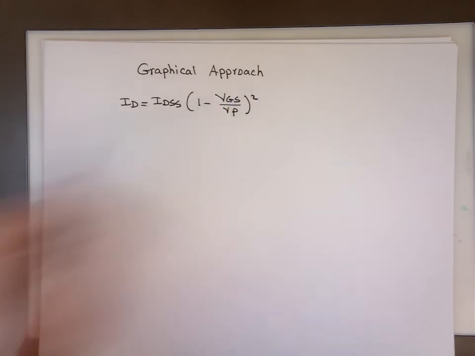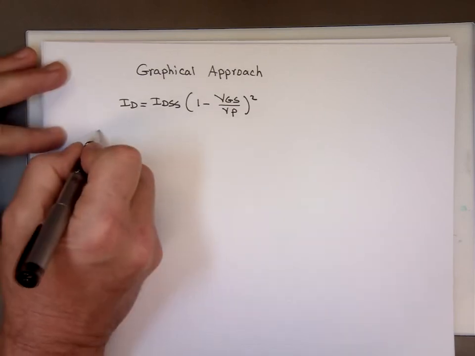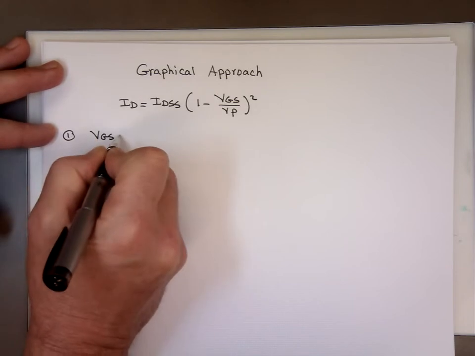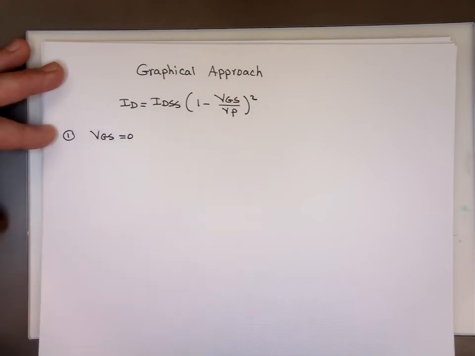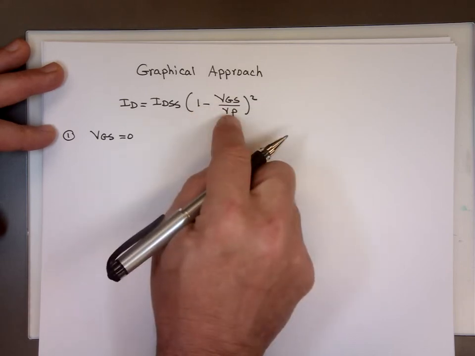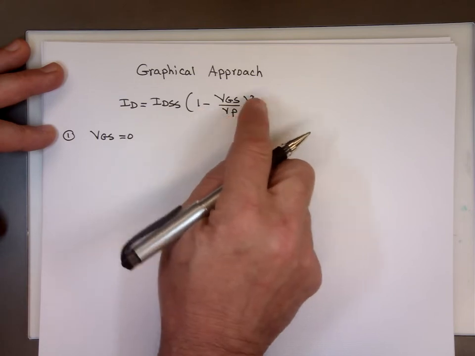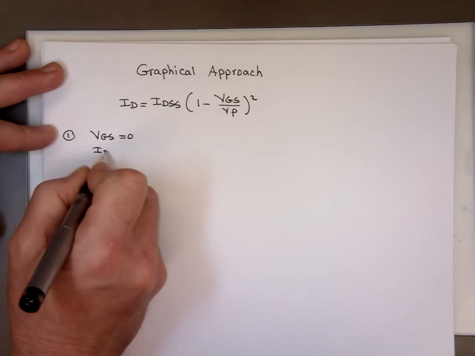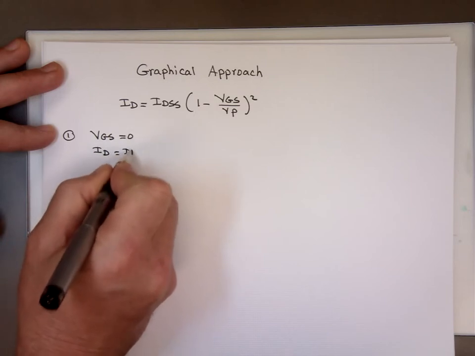So let's pick 3 values here. What will happen to this current if VGS, this is case 1, if VGS equals 0? What is 0 divided by VP? That's 0. 1 minus 0 is 1. Square it, that's still 1 times that number. I sub D is equal to what? I sub DSS.